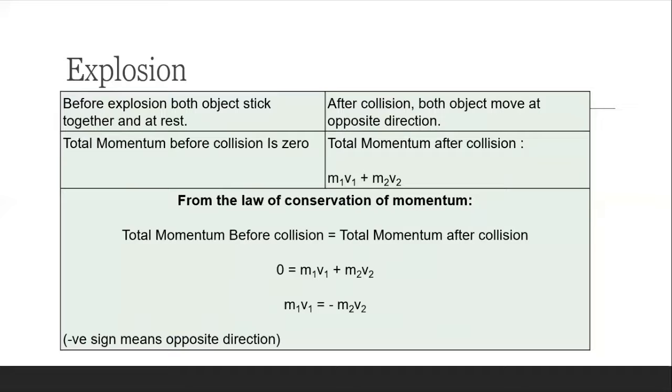Okay, so before is 0, after is still m1 v1. So we look at the formula here: total before equals after. So just put the before as 0, and we will get negative m1 v1 equal to negative m2 v2. That means this negative, what does it mean? In opposite direction. That is what is meant by move in opposite direction.